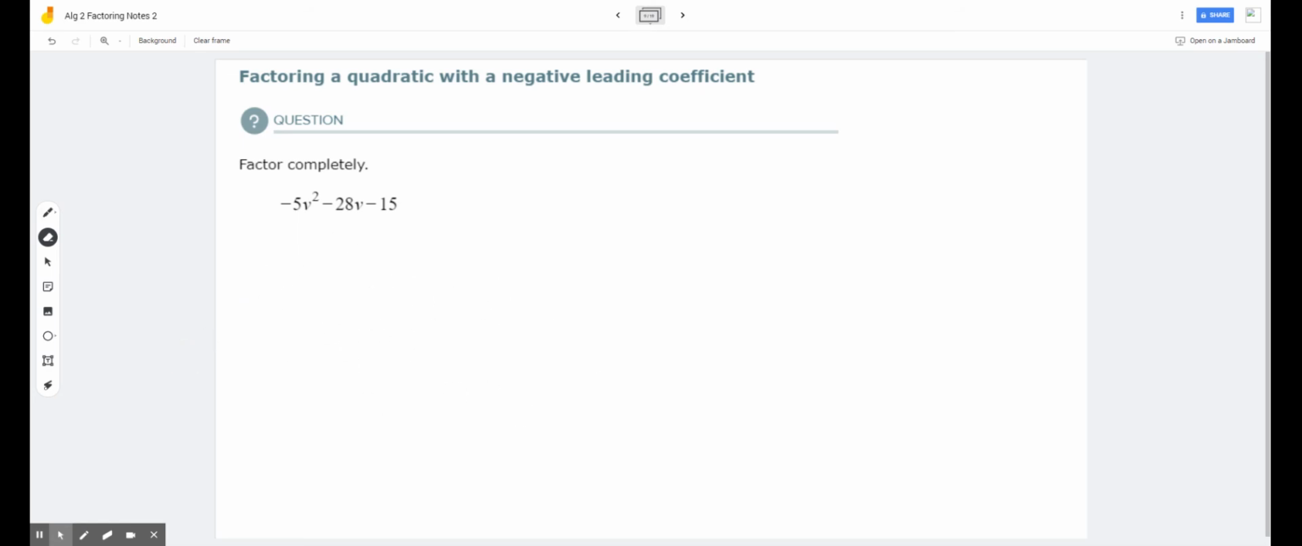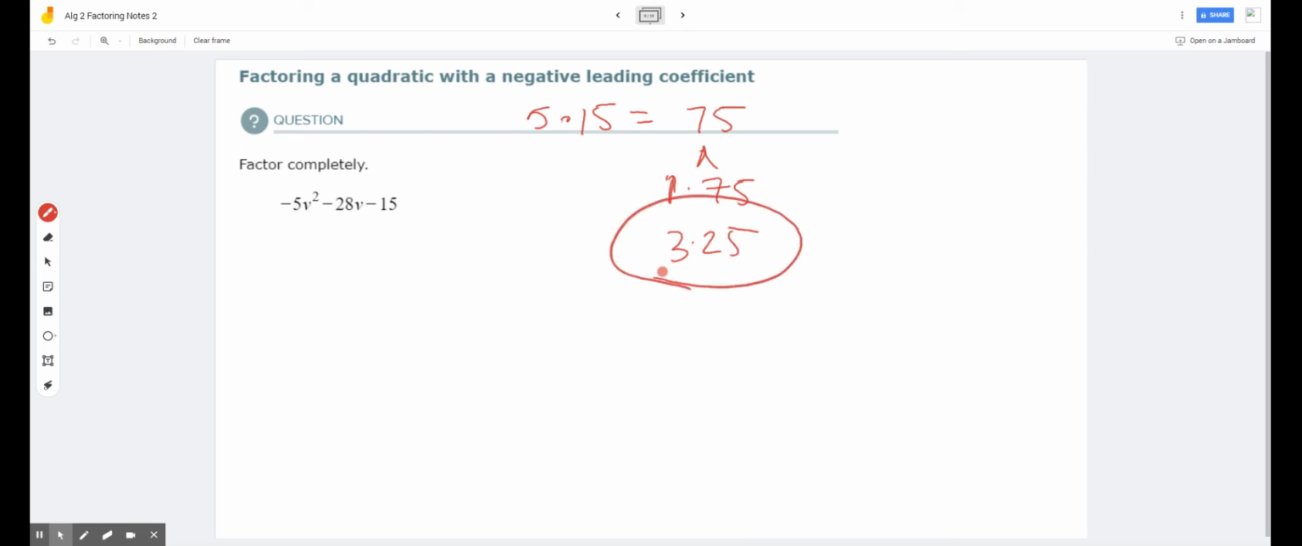All right, here we go. Sorry about that. I'm going to use the AC method. So I'm going to go 5 times 15, which I believe is 75. Factor 75: 1 times 75, and we are trying to get to negative 28. 1 times 75, 2 times 3 times 3 times 25. And there you go. So we're going to go negative 5b squared minus 3b.